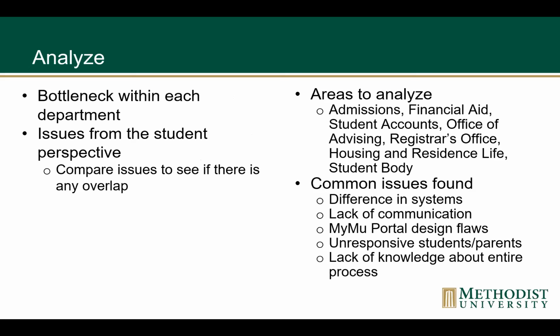Next is analyze. We analyzed the bottlenecks in each department and what areas they were in. We took the issues that students came to us with, coming from the student perspective in this, to compare the issues that we see, if there's any overlap. The areas where we found there were issues were admissions, financial aid, student accounts, office of advising, registrar's office, housing and residence life, and student body.